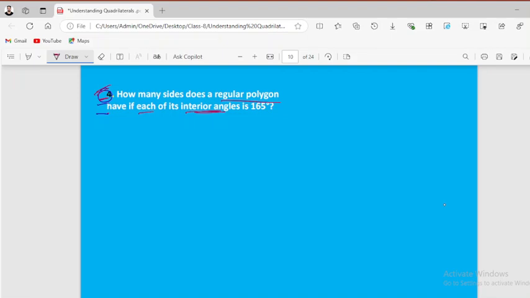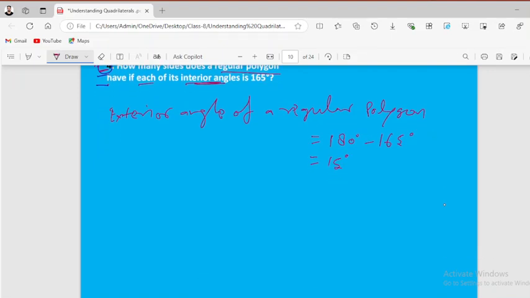First of all, we calculate the exterior angle. The exterior angle of a regular polygon is equal to 180 degrees minus 165 degrees. So this is basically 15 degrees. Now we should apply the formula.